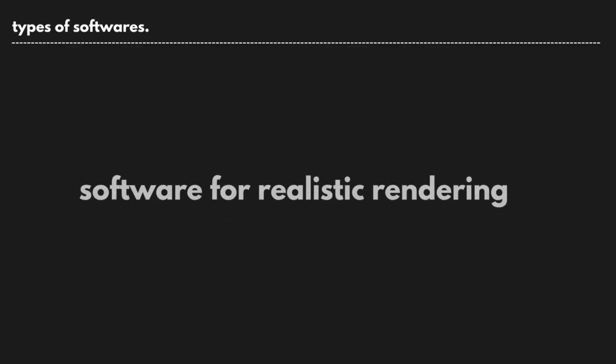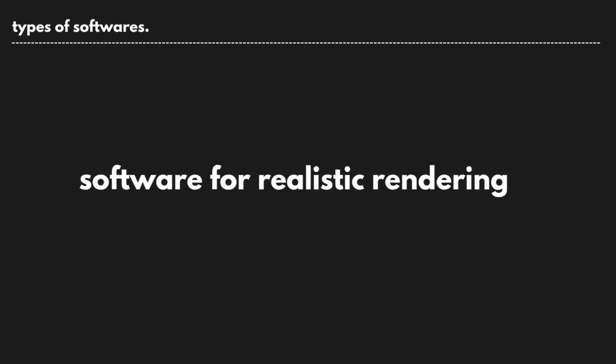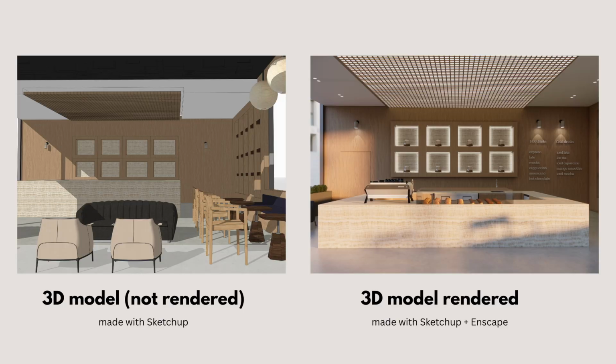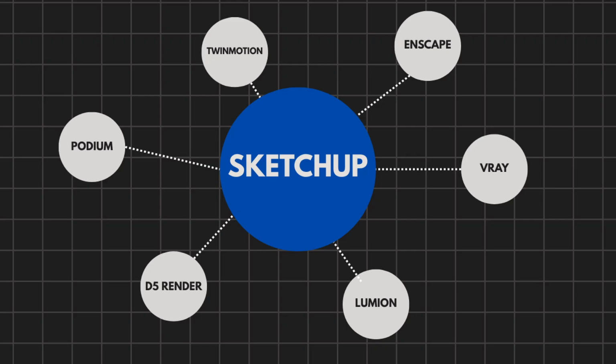Okay, so the next type of software that you need is a software for rendering. So after you have created your model, your 3D space, you might want to render that space. So you need an additional software that can connect to your 3D modeling software to be able to render that space.